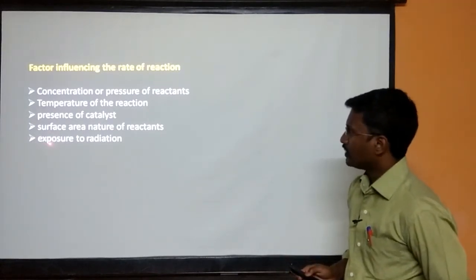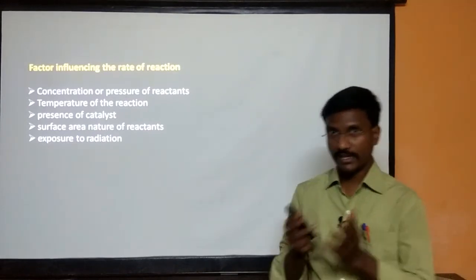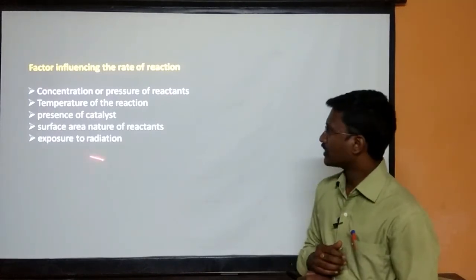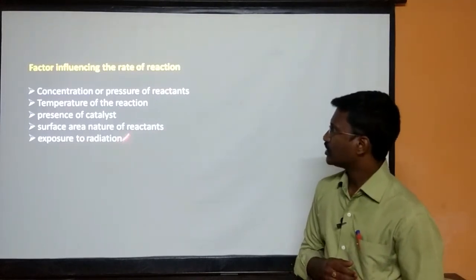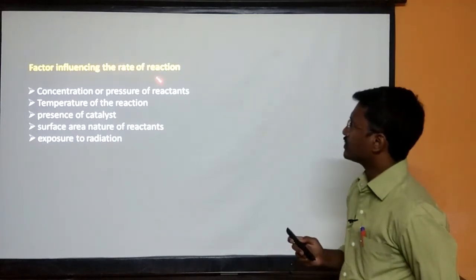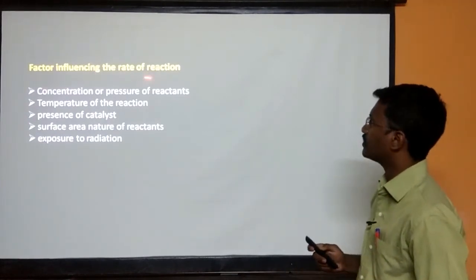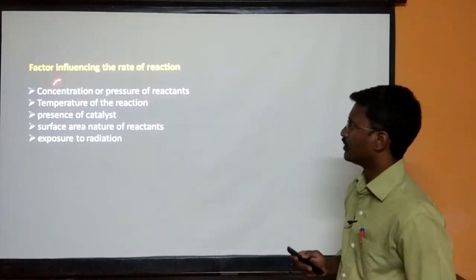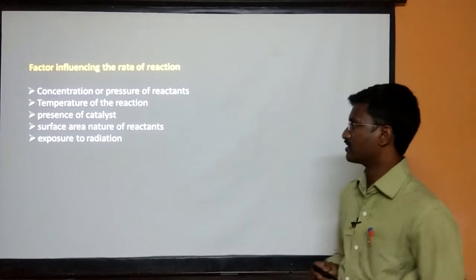Next one is exposure to radiation. Whenever we expose some reactants to radiation, if the reactants are ready to activate easily, such reactants are more reactive to form the product. Therefore, exposure to radiation is important to increase the rate of reaction. So, these are the factors which influence the rate of reaction. It will be asked for 2 marks: the factors which influence the rate of reactions. Or they may ask how the concentration of the reactant influences it, whether the rate increases as the concentration of the reactant increases. Such an applied question may be asked.